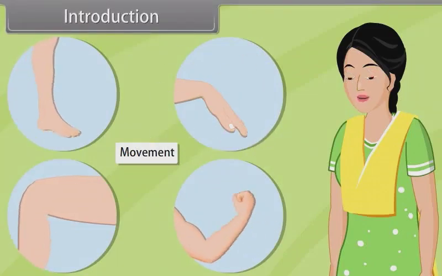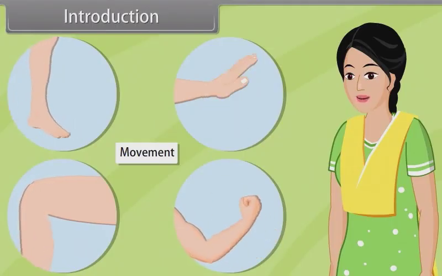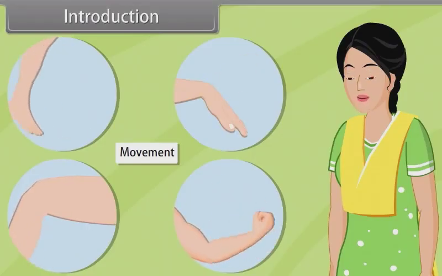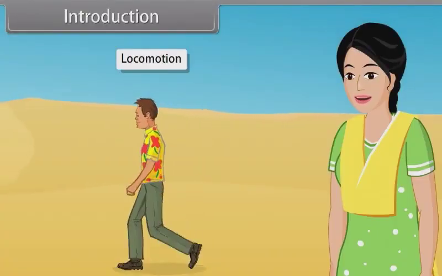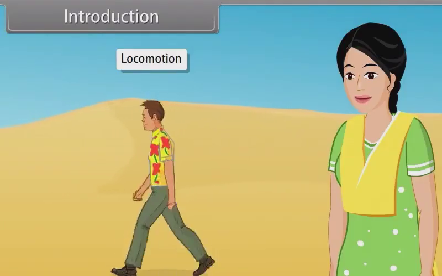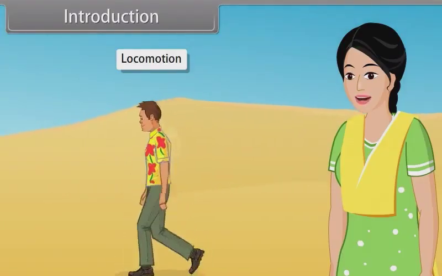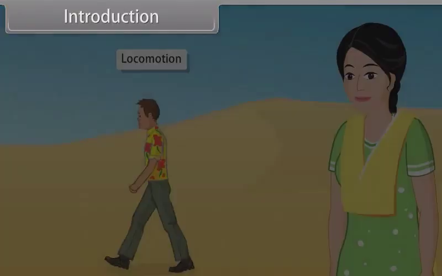Hey kids, in this lesson you will learn about locomotion and movement in the human body. Movement is a feature of all living organisms. Animals move from place to place. When an organism moves from one place to another place as a whole, it is known as locomotion. When only a part of the body moves, it is called movement.